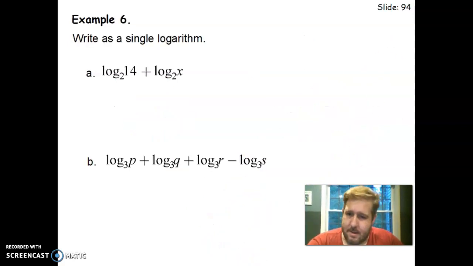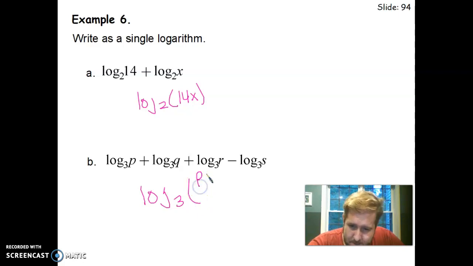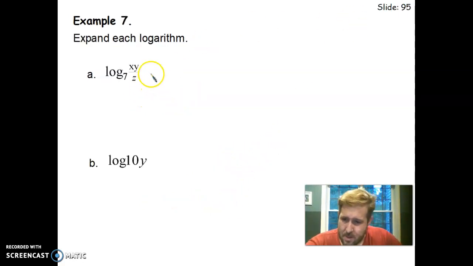All right. Write as a single logarithm. So now we're going to take this and we are going to condense it down into 1. So this is log base 2 of 14x, because when it's addition, you just simply multiply them. This is log base 3 of p times q times r divided by s, because that's division, because it's subtraction, all with the same base.